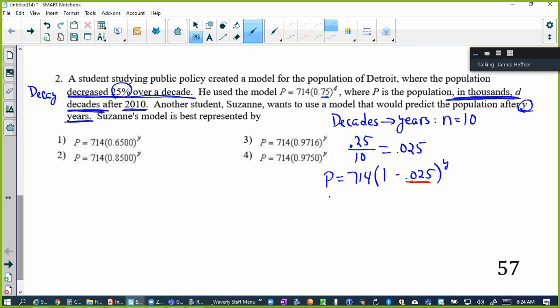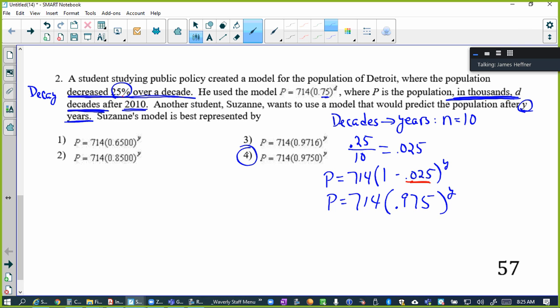And what do we end up with? P equals 714 times what? 1 minus 0.025, it's 0.9750. Yeah, well, we don't need the trailing zero, right? Okay. Well, they did put the trailing zero in there. It wasn't really necessary. Okay. All right, so it'll be choice 4.